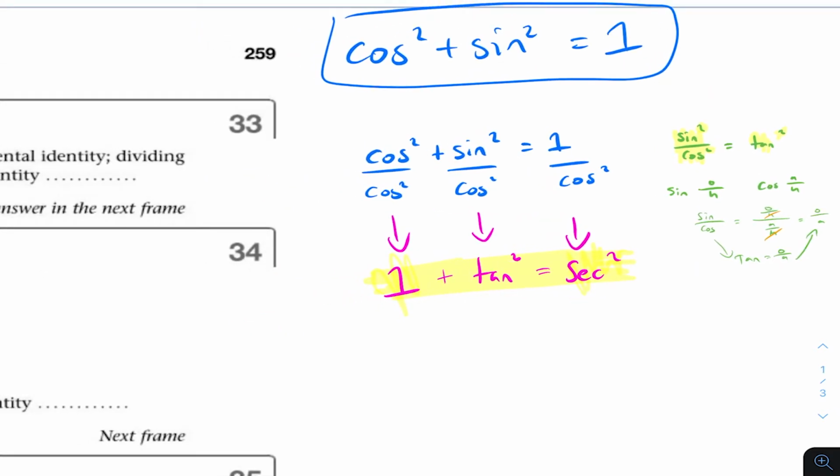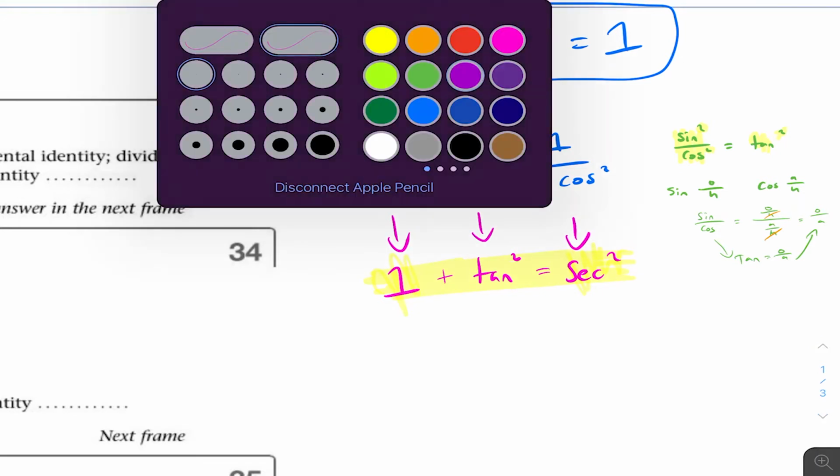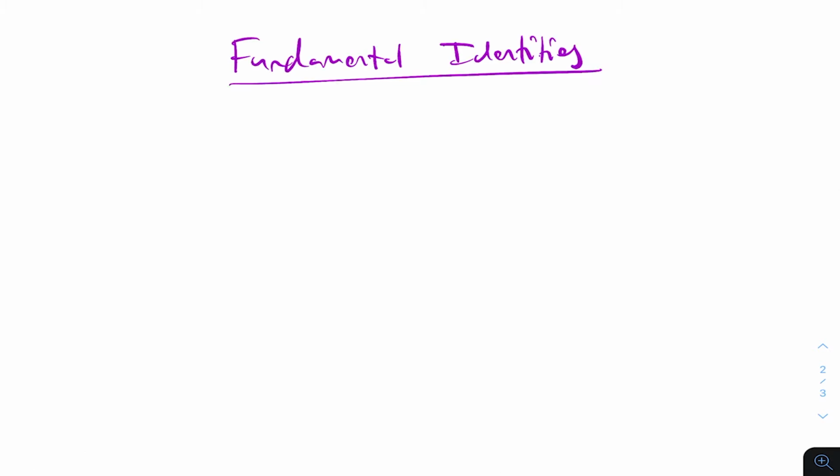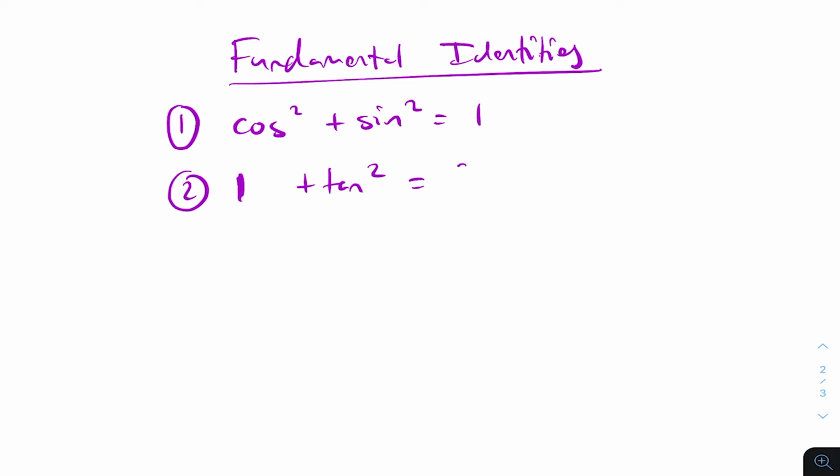Cool. So let's write them out to keep track of them. Fundamental number 1 is cosine squared plus sine squared equal to 1. Number 2 is 1 plus tan squared is equal to secant squared.